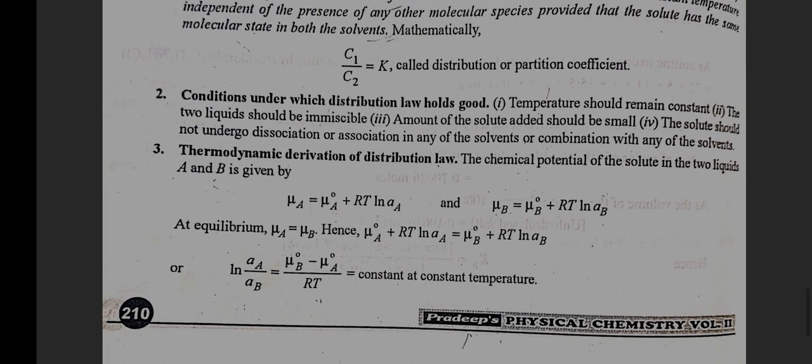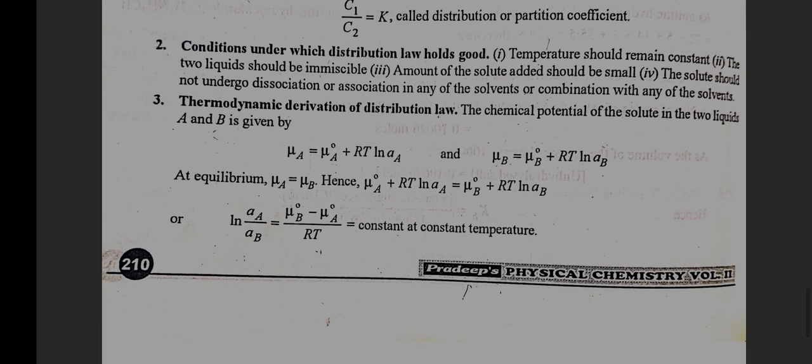Third, thermodynamic derivation of distribution law. The chemical potential of the solute in the two liquids A and B is given by mu A is equal to mu naught A plus RT ln of activity of A, and mu B is equal to mu naught B plus RT ln of activity of B. At equilibrium mu A is equal to mu B, hence mu naught A plus RT ln of a_A is equal to mu naught B plus RT ln of a_B.